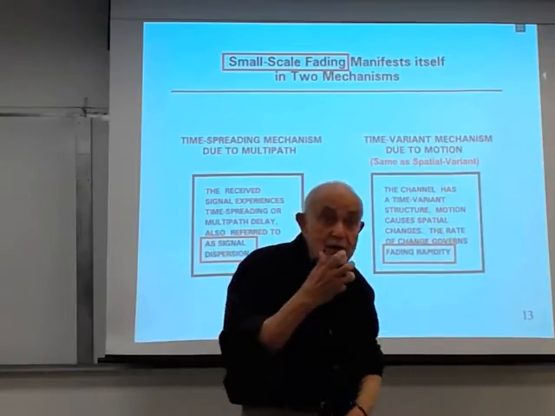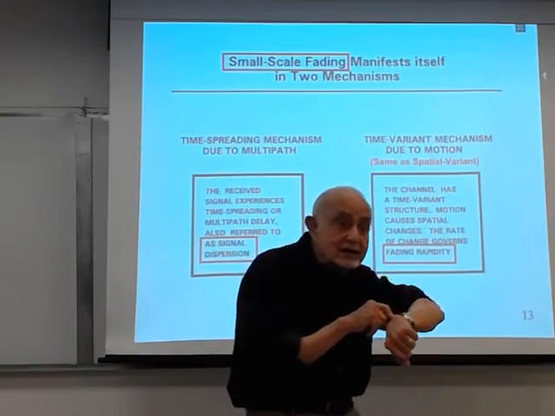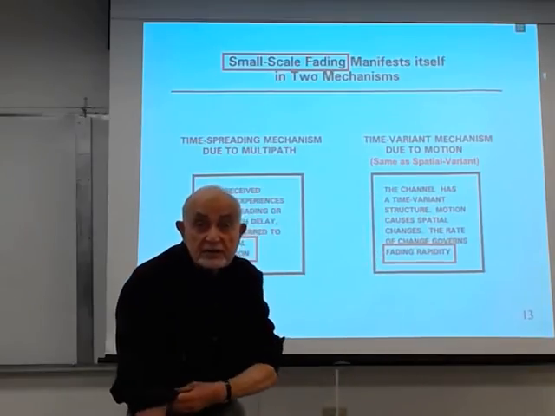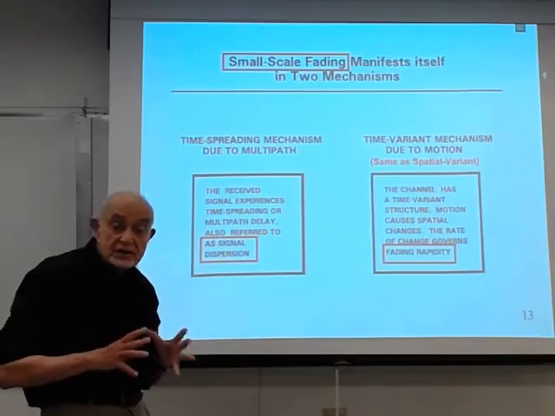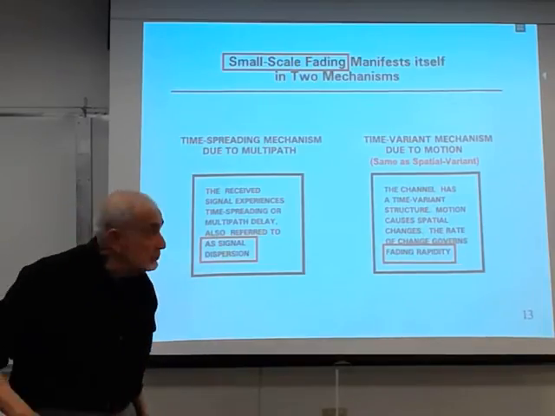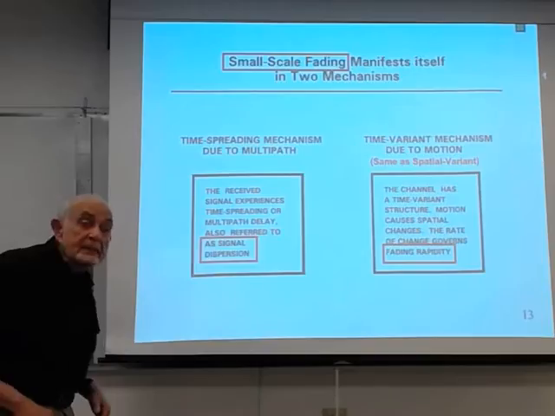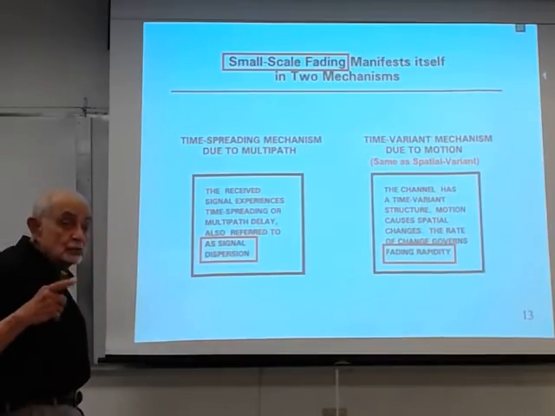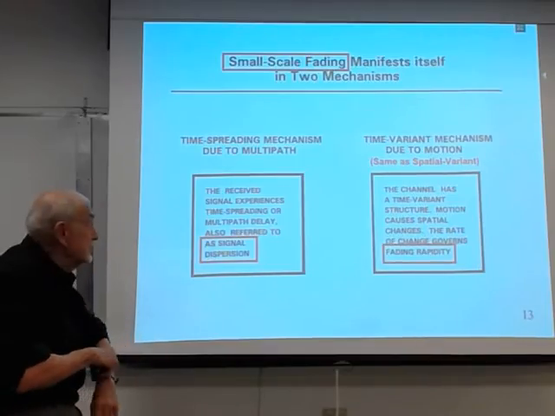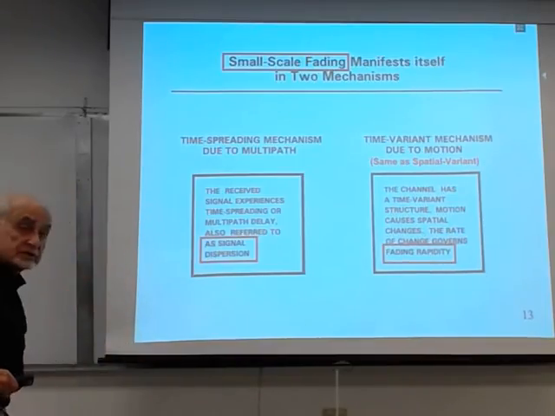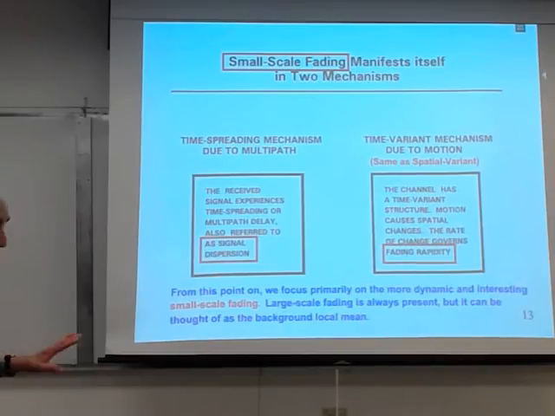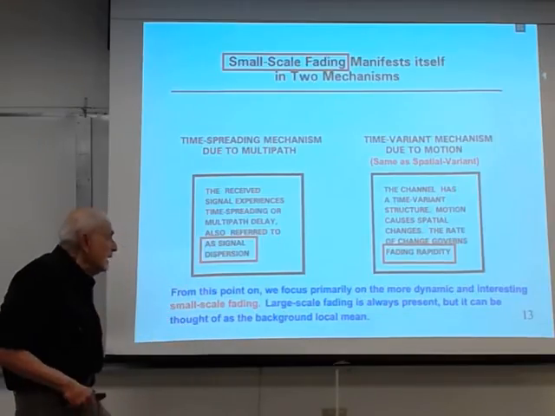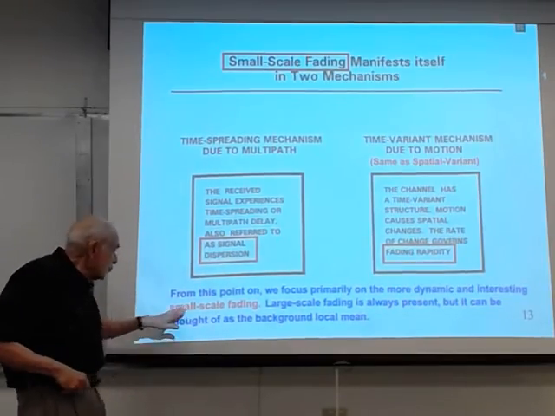If you were standing perfectly still and watching the clock, that's not the time they're talking about, because then everything is perfectly stationary. Nothing is changing if you're standing still. It's only due to motion that we're talking about a change as a function of being spatially located somewhere else, not due to your watching the clock. There is a time change, and it's referred to as the time variant mechanism. Be aware it's all due to the motion. So from this point on, we focus primarily on this more dynamic and interesting small-scale fading.